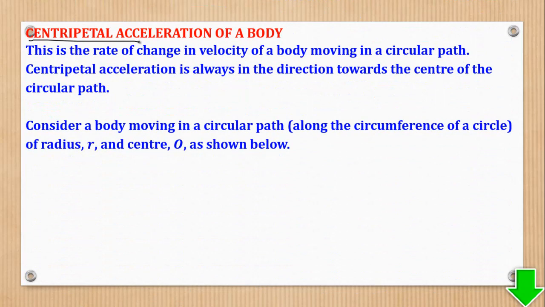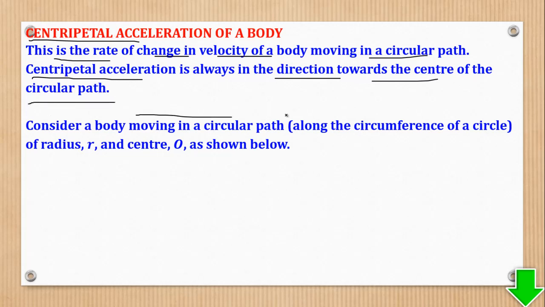Then we shall go to, that was speed, then we shall go to centripetal acceleration of a body. So this is the rate of change in velocity of a body moving in a circular path. And it's always in the direction towards the center of the circular path. Remember, for simple harmonic motion, acceleration was directed towards a fixed point. So even here, know that word, centripetal acceleration will always be directed towards the center of the circular path.